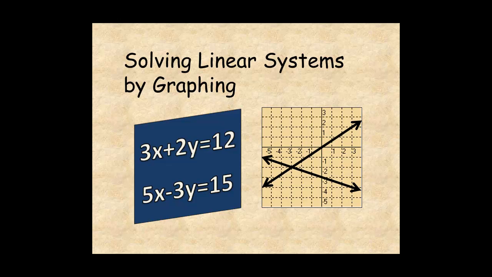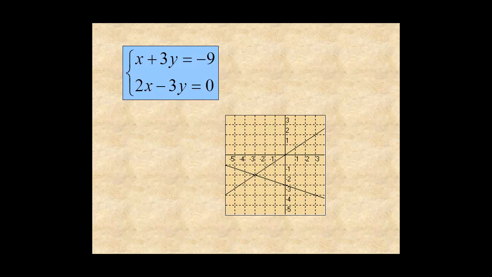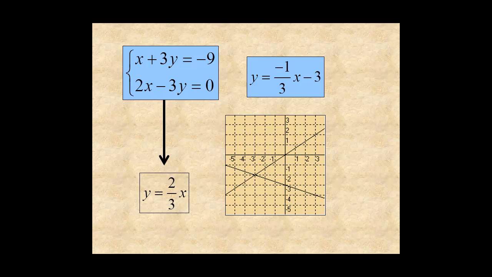This lesson shows how to solve linear systems by graphing. To solve a linear system by graphing, begin by solving each of the equations for the y variable. That is, convert them to slope-intercept form. x + 3y = -9 is equivalent to y = -1/3 x - 3, and 2x - 3y = 0 is equivalent to y = 2/3 x.